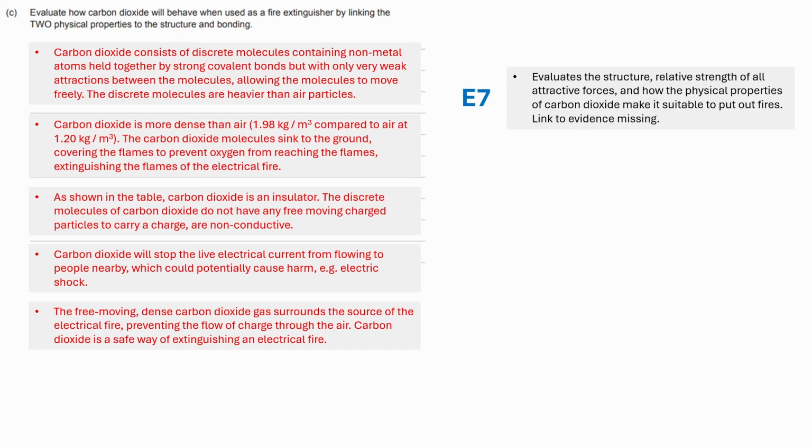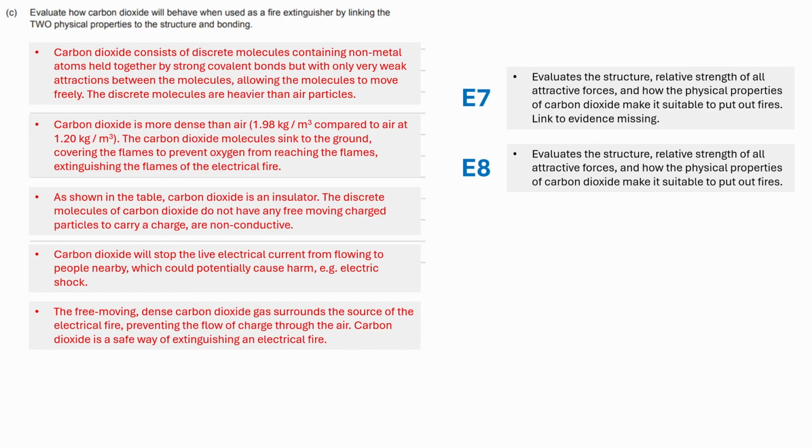Anyway, so in E7, did you evaluate the structure? Yes. Now, we didn't put all the details of the structure here, but we did in the previous question. Do we give relative strength of attractive forces? Yes. Physical properties of carbon dioxide made suitable? Yes, and we linked it. But if there's some linking evidence missing, we're at E7. Okay, if part of this is missing, maybe we didn't reference for one of these points here. Maybe we didn't say as shown on the table. They might give us an E7. E8, we're going to do everything here. Okay, let's have a look at the last question.